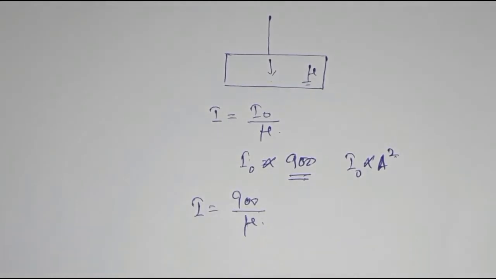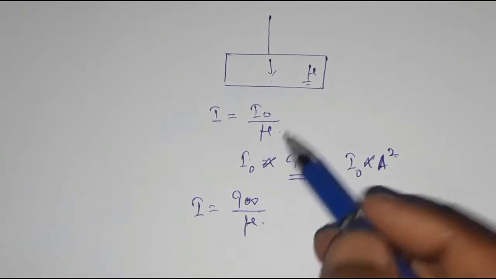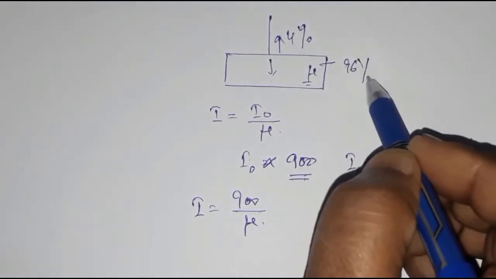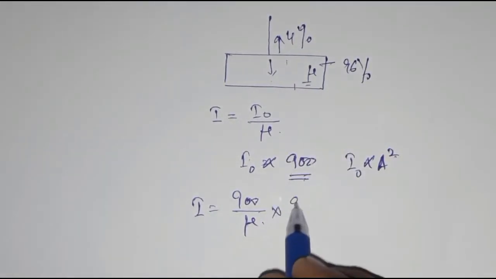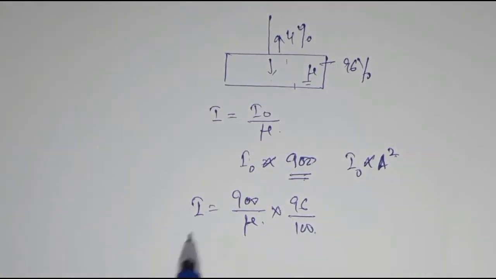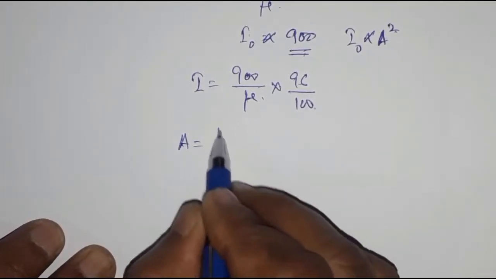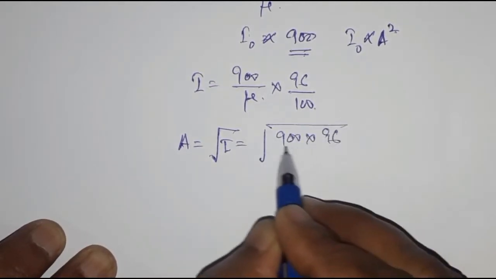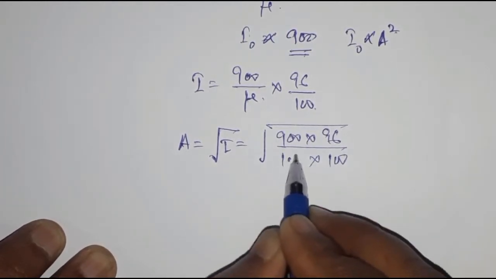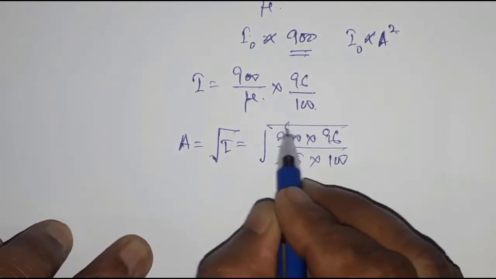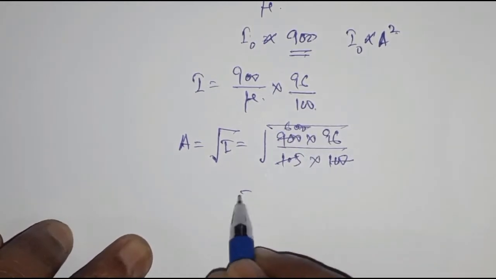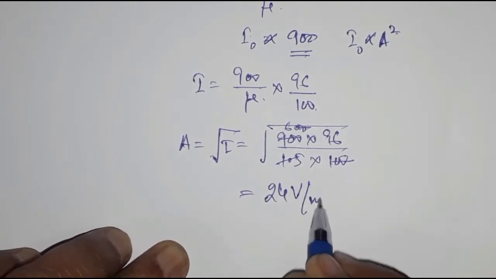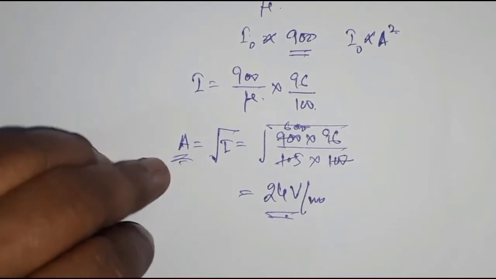So here I will be equal to 900 upon mu, and 4% is reflected and 96% is entering, that means 96 by 100. So amplitude will be equal to square root of I, that is square root of 900 into 96 by 100 into 1.5. That means this is 600, 6 into 96, that means this will be 24 volt per meter. This is the amplitude of the refracted wave.